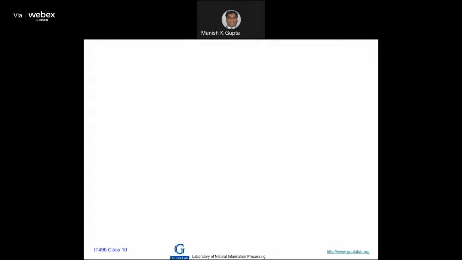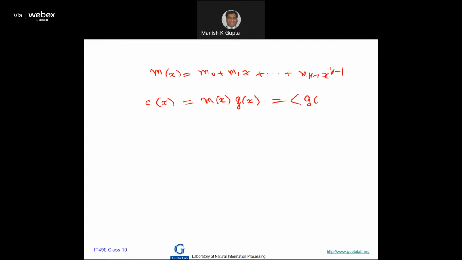what is the definition. So if m(x) is your message, the codeword c(x) is m(x) times g(x), where g(x) is a generator polynomial. So it is generated by g(x). g(x) is the product for j equal to 1 to 2t of (x minus alpha raised to power j).